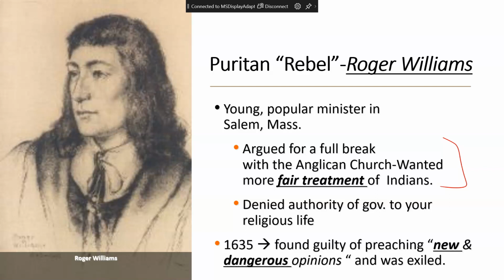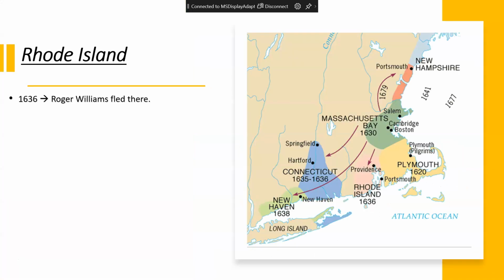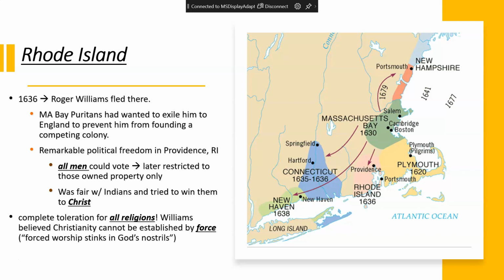This was seen as dangerous because his view is that you can't force somebody to be a Christian. They have to find that on their own. So for a lot of people, he was seen as a radical, as a heretic, right? They thought he was nuts, that his ideas would bring an end to their little colony. So they wanted to really exile him. So he goes to Rhode Island, right? He finds Rhode Island.